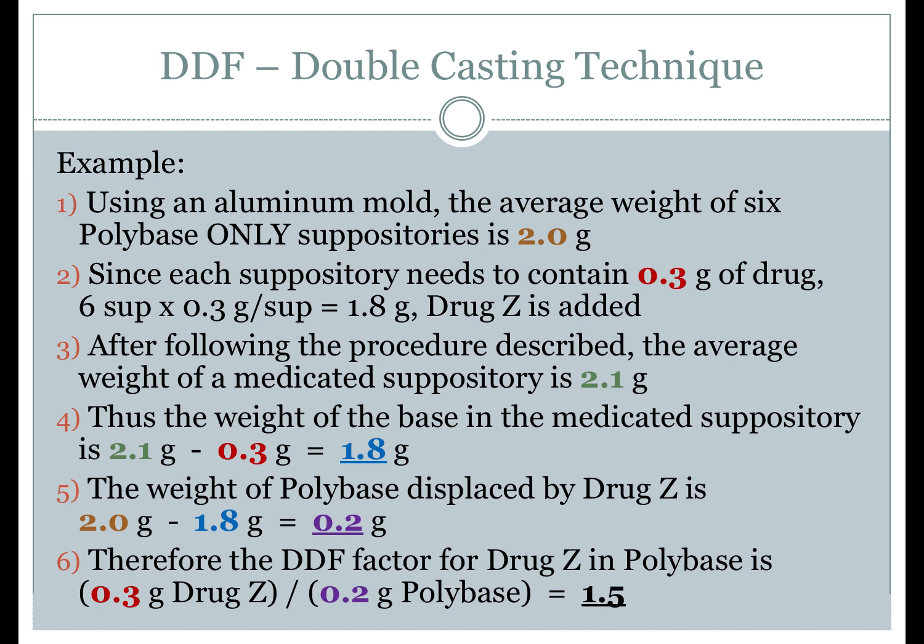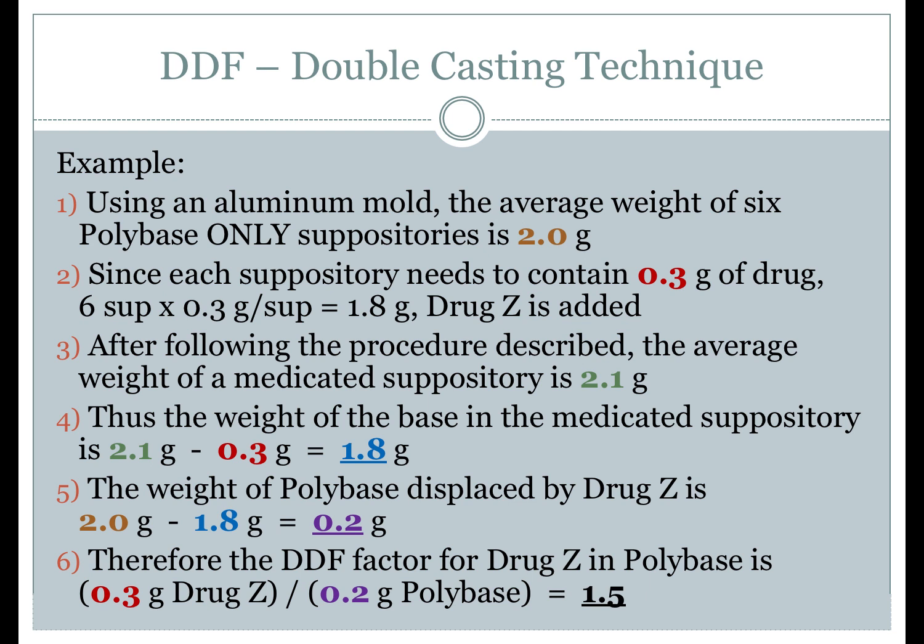Now, calculate the weight of polybase displaced by taking the weight of the blank, pure base only suppository, which was 2 grams, and subtract the weight of the base present in the medicated suppository, which was 1.8 grams. Note that the 0.2 grams of polybase, this difference, was displaced by the drug Z.